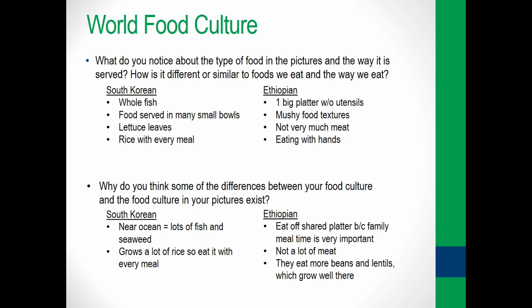In Ethiopia, they eat off the shared platter because family mealtime is very important to their culture. There's not a lot of meat because meat is hard to come by in Ethiopia. They eat a lot of lentils and beans, which grow well there. These are all things that affect our food culture and affect the foods that each country is accustomed to eating.